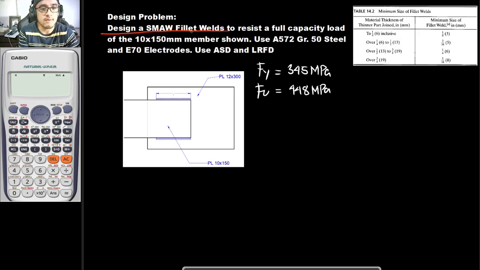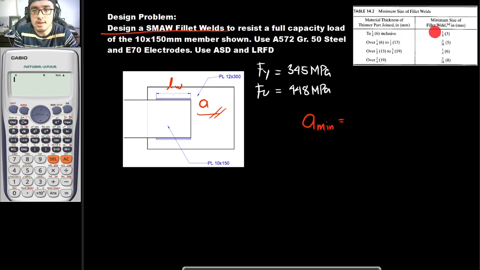When we are to design fillet welds given this setup right here, what we are actually solving for are the length of the weld and the nominal size of our weld. From those two, we can actually solve for this one right here right away. So for our A, the nominal size of our weld, for the minimum nominal size of our fillet weld, we would be referring to this table right here, which I have shown to you in the previous video.